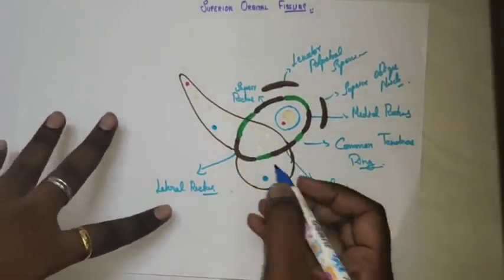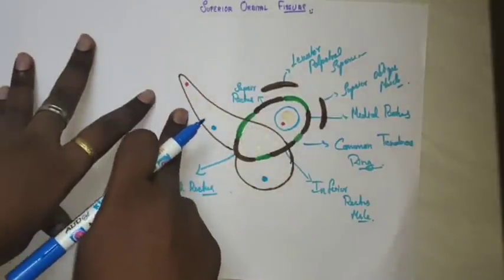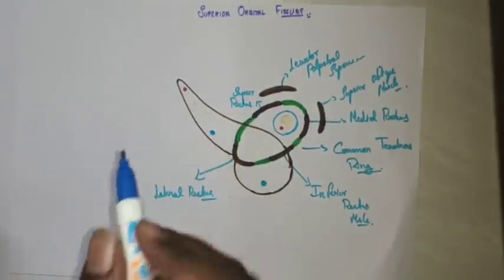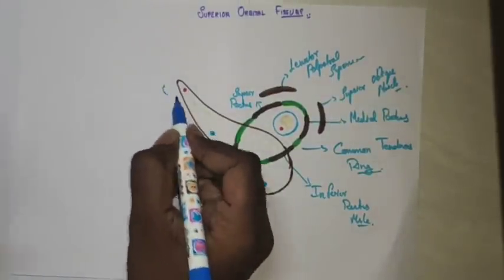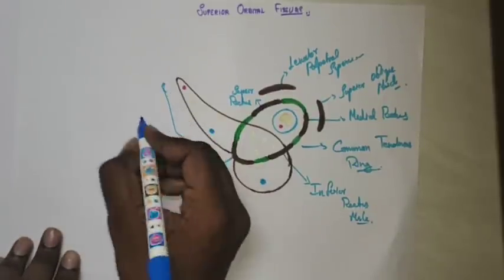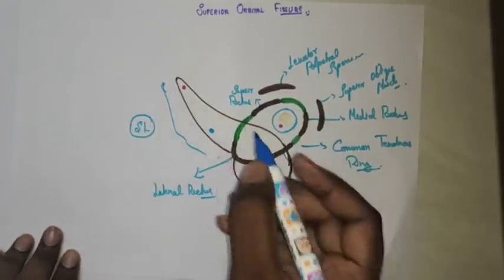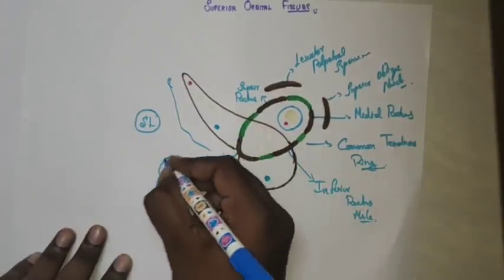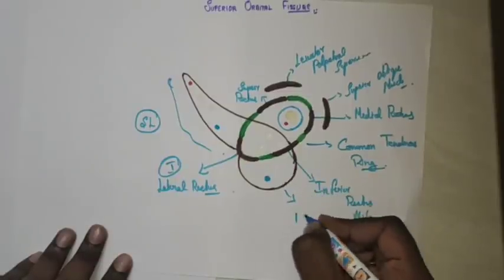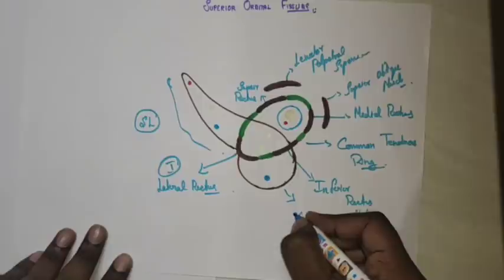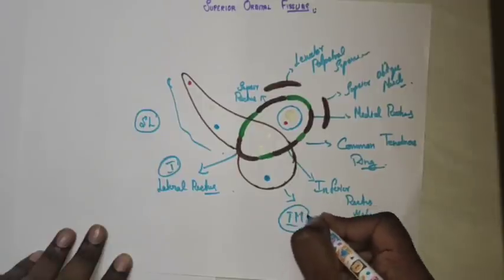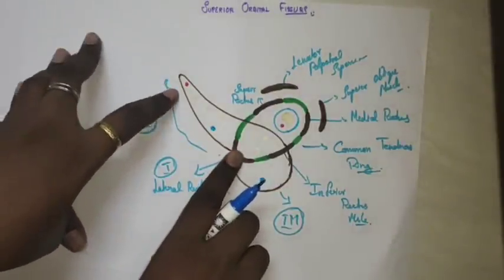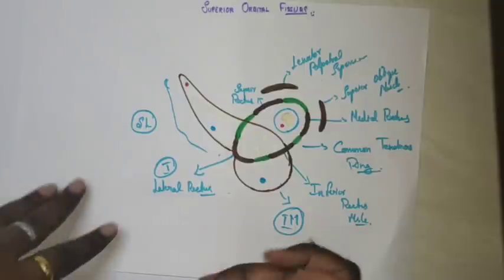And this superior orbital fissure is further divided into 3 parts, which is known as superior lateral, intermediate, and inferior medial. This part stands to be the superior lateral. This one will be the intermediate. And this part will be known as inferior medial part. On the superior lateral part, we have 5 important contents.